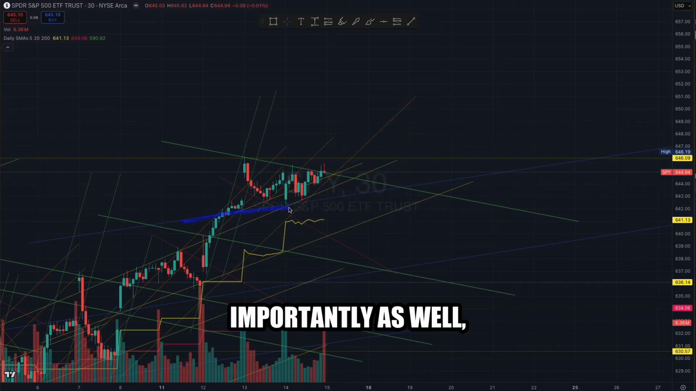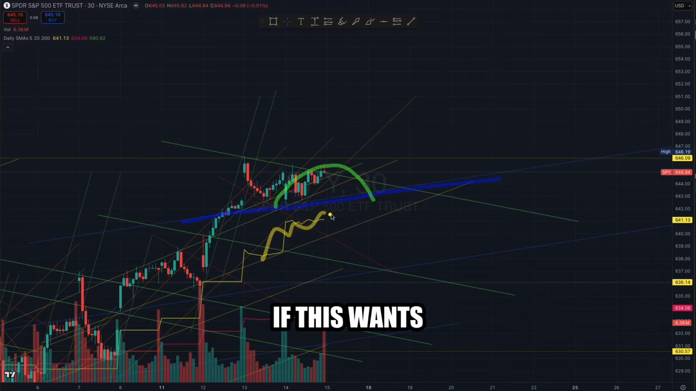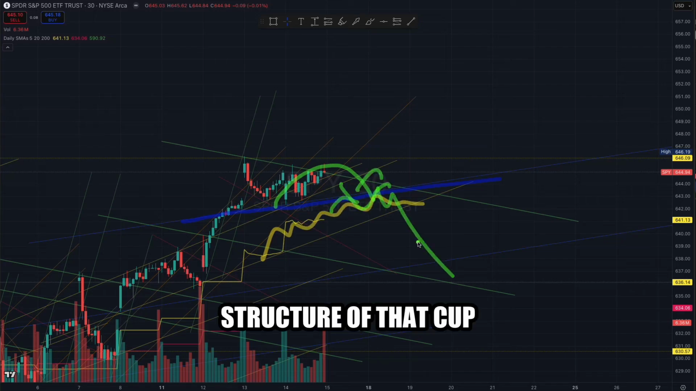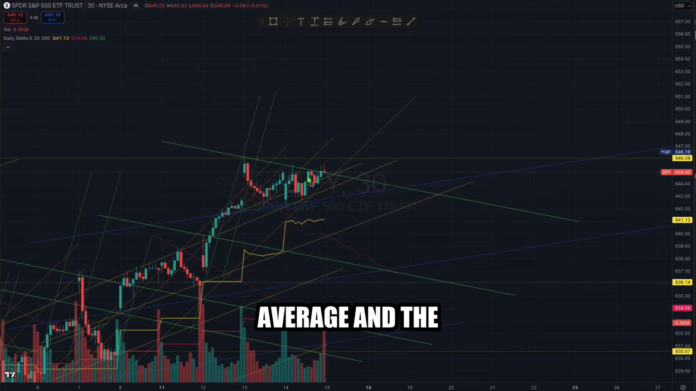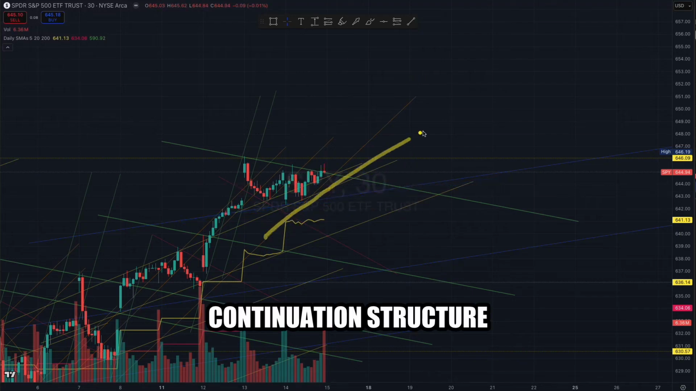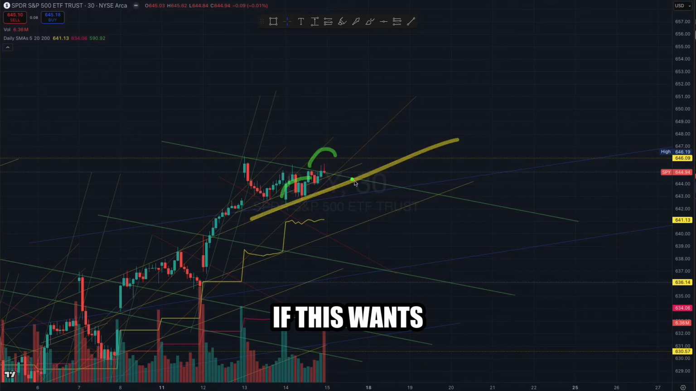So more importantly as well, I want to be looking out for cups to be closing if this wants to head down, and wait for the structure of that cup here. So just pay close attention to that, especially near to the 5-day moving average and the continuation structure here. If this wants to head down, you're aware of that.